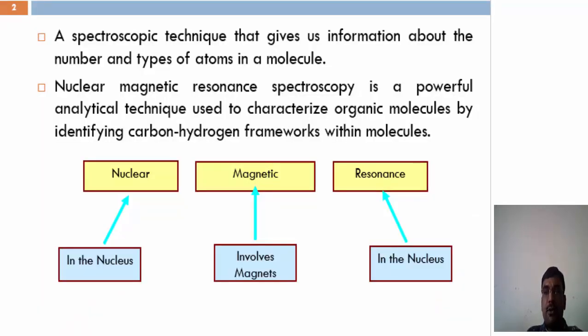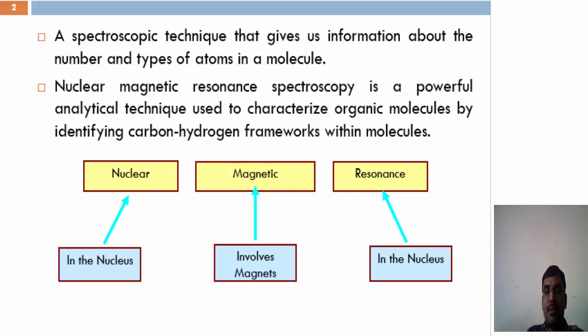The theory of NMR spectroscopy. The NMR technique gives us information about the number and types of atoms in a molecule. Nuclear magnetic resonance spectroscopy is a powerful analytical technique used to characterize organic molecules by identifying the carbon-hydrogen frameworks within the molecule. So that's why it is called nuclear magnetic resonance.